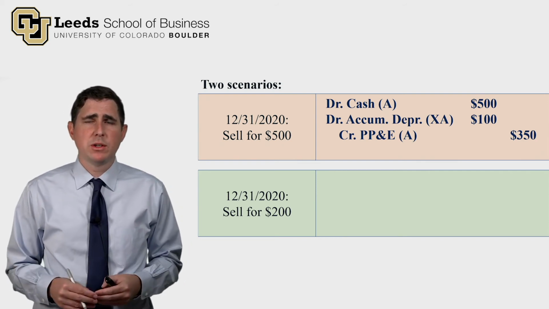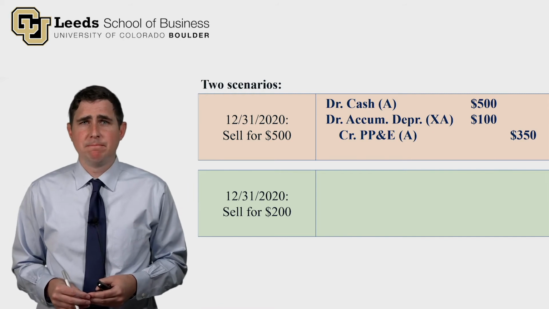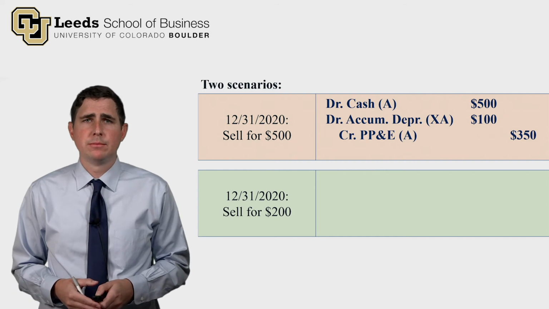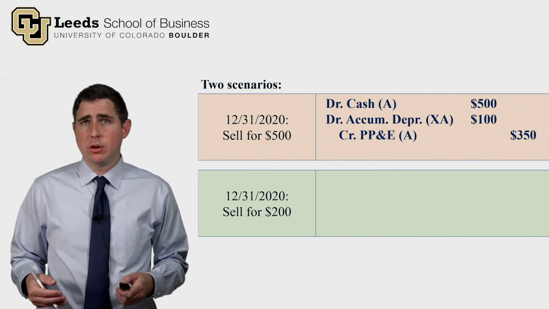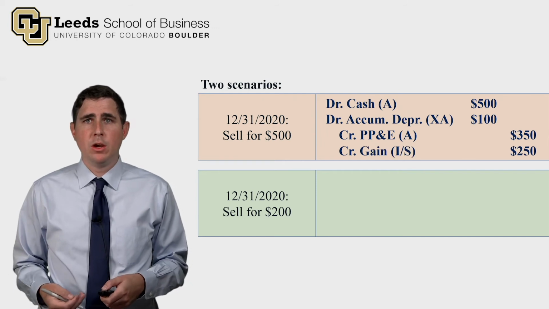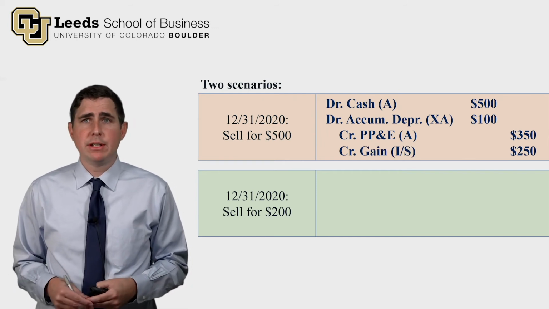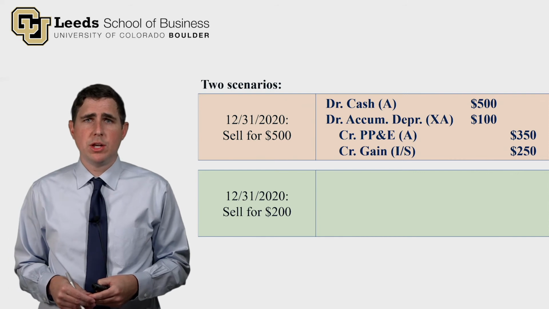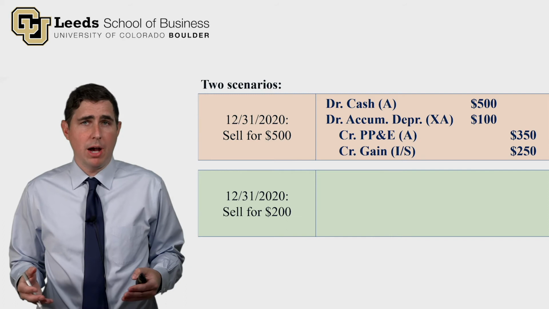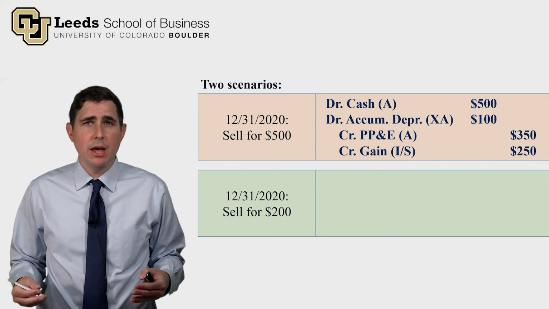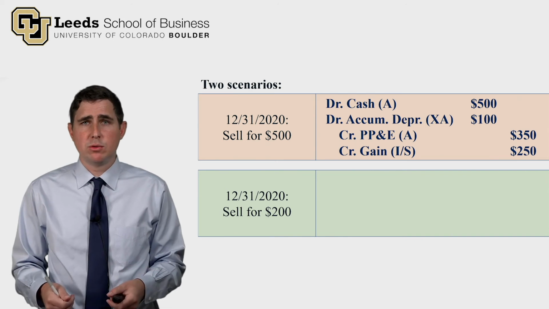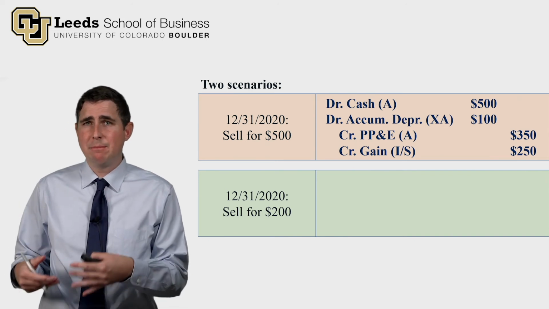So step 1 was to recognize the cash as a debit. Step 2 was to remove all traces of the asset from our books. Step 3 is to balance the journal entry. The debits are $600, the credit is only $350. We need another credit of $250 to balance this journal entry, and that goes to a gain account. It's just a gain on the income statement. It's just like any other revenue or expense account. It shows up on the income statement and it's closed to retained earnings. It's a one-time gain.